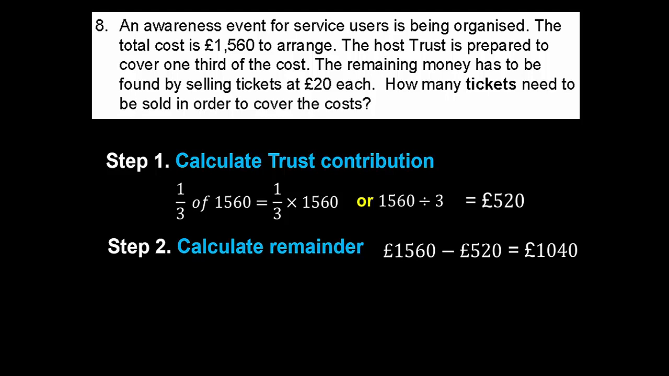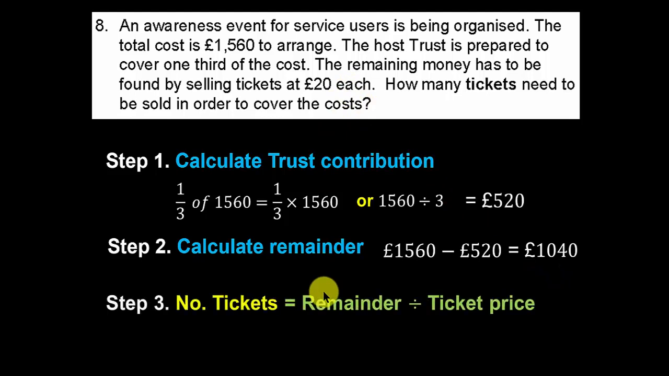So we're now ready for our third and final step. We know we're going to raise this amount, £1,040, by selling the tickets at £20 each. So my third and final step is to divide that remainder number, that 1040, by the 20. 1040 divide 20 gives 52.